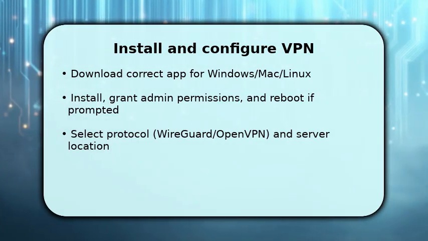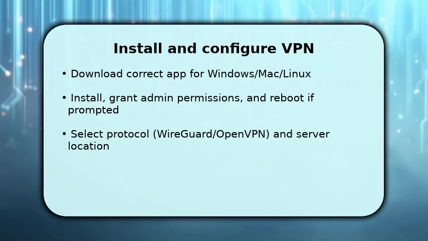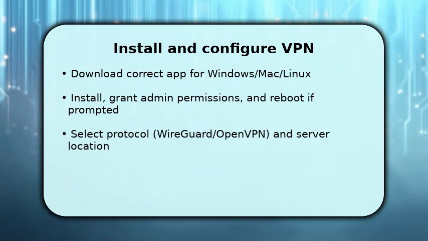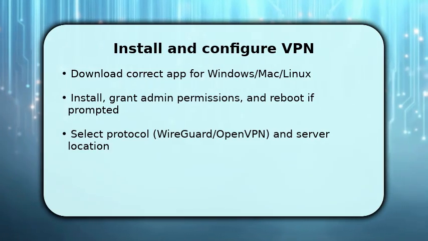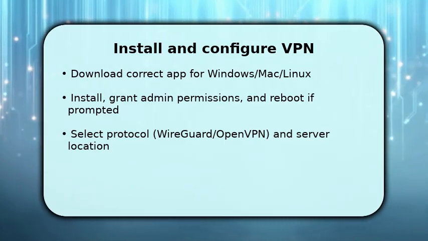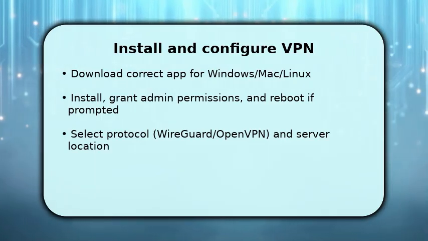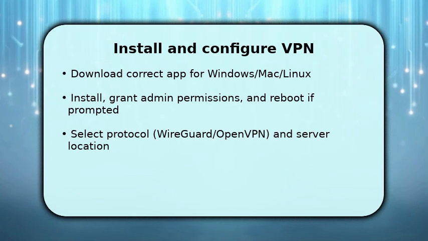Once the app is running, sign in and choose a protocol, WireGuard for speed, OpenVPN for compatibility, because protocol affects performance and security. Then pick a nearby server for speed or a foreign server for location-based access. Make sure to enable auto start or kill switch if privacy is essential.